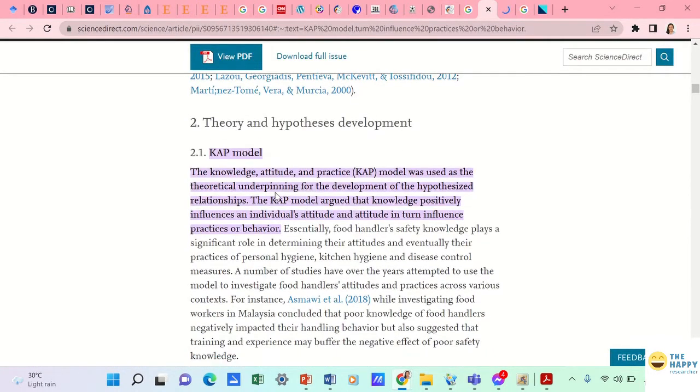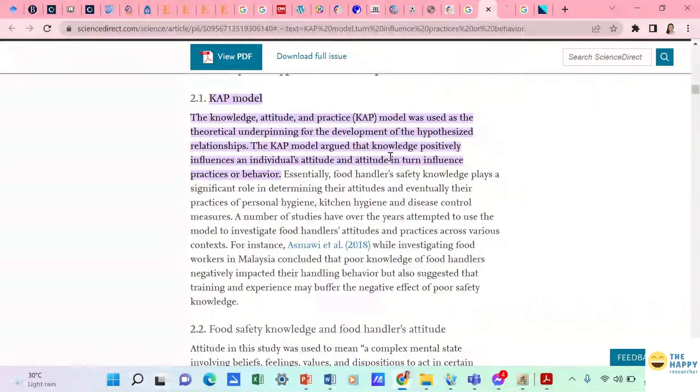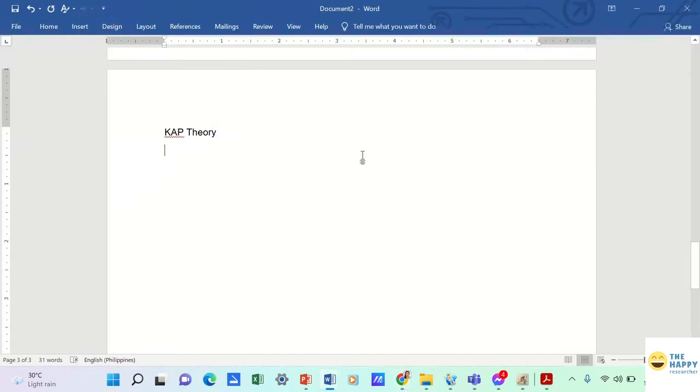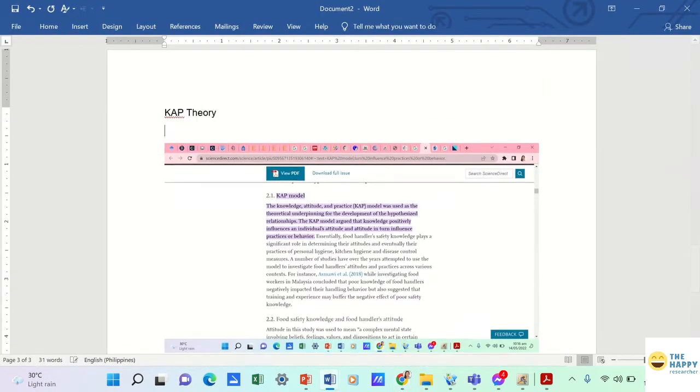So mostly in the theory, you try to describe and discuss your theory, or the theoretical foundation of your study, and in the concepts, you will try to show the relationship of concepts or variables under study.